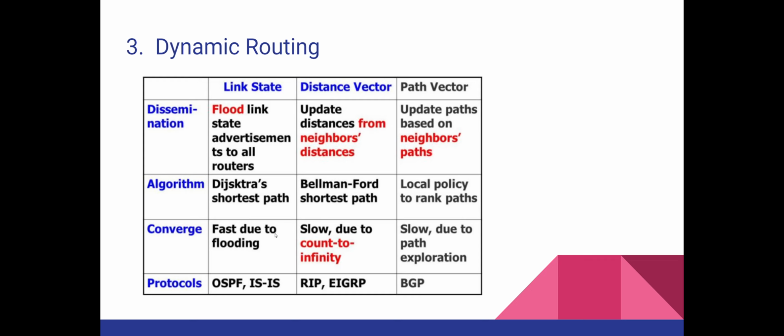For convergence, OSPF is fast due to flooding. For RIP and IGRP, it's slow due to the count to infinity. And path vector is slow due to path exploration.